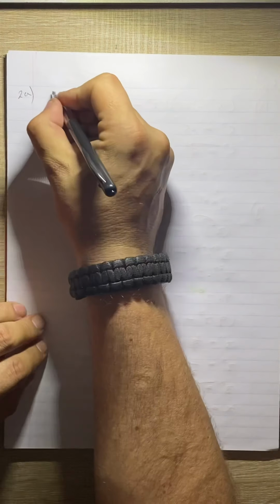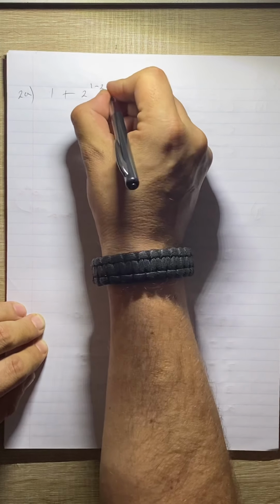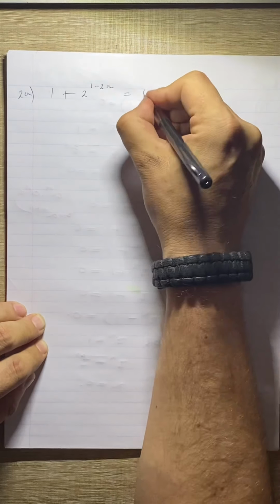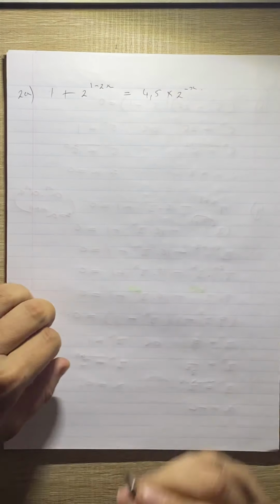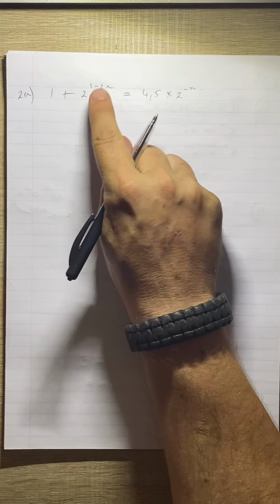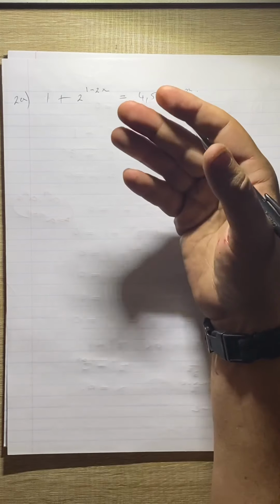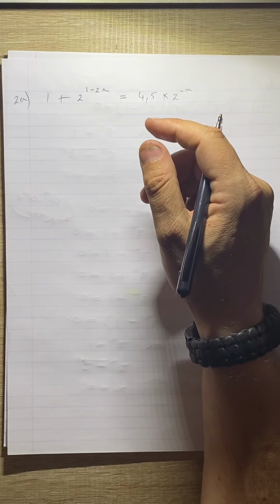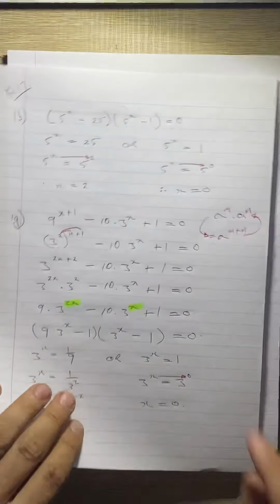Right, we've got 1 plus 2 to the power of 1 minus 2x is equal to 4.5 multiplied by 2 to the minus x. Okay, so first of all, I'm going to split this one, and then I'm going to change that 4.5 to a normal fraction. Try not to work with decimals. So by splitting that, I'm just using what I've done here, just reversing it.